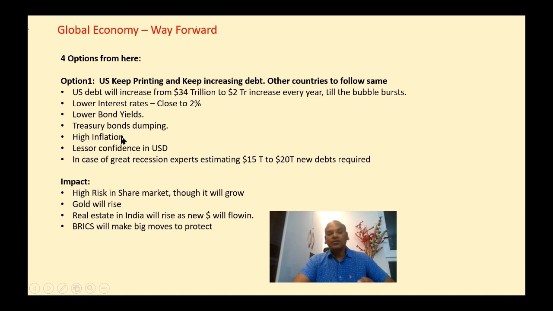Then hyperinflation will be there, like what we have seen since COVID time, and the confidence in the USD will keep on decreasing. It's a slow process, right? This will induce a slow death of the US dollar.